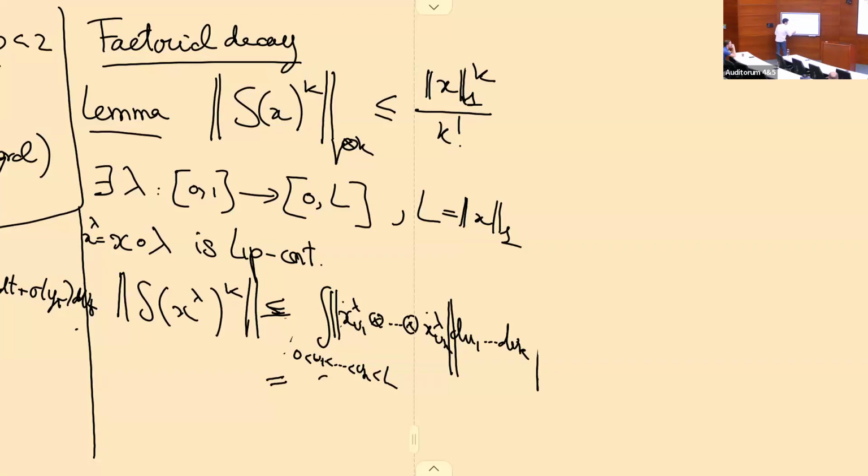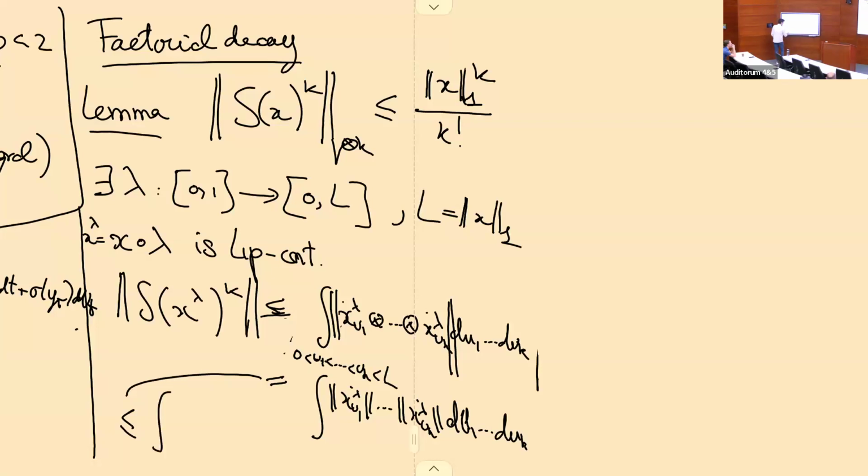This is actually equal to the integral, and now I can split the norms, right? So I have the norm of X prime at U1 lambda, and then the norm of X prime at UK lambda, du1 to duk. But because X lambda is Lipschitz continuous, I know that the norm of its derivative is bounded by 1, right? So this is less or equal than the integral over the simplex.